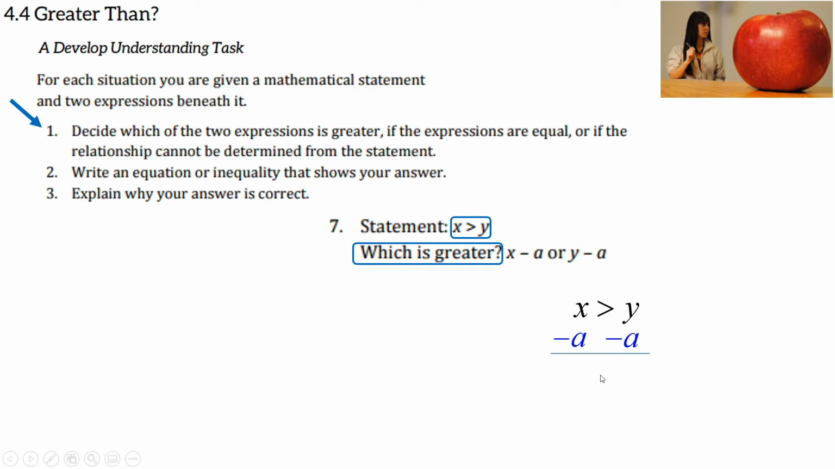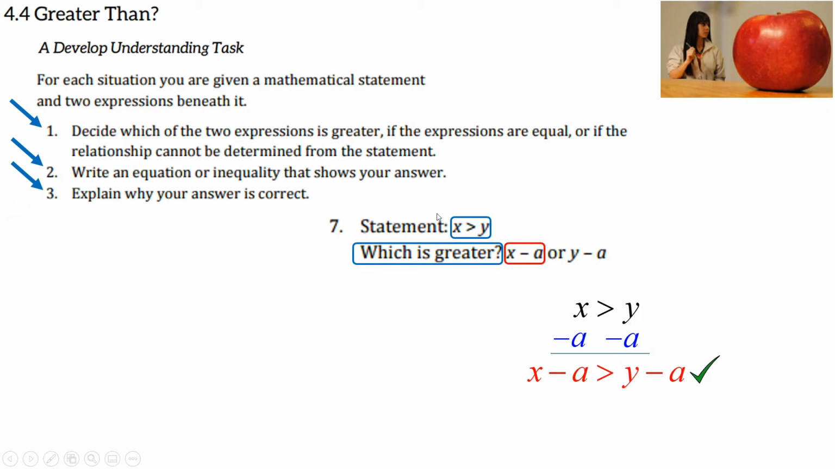Bring down the inequality, and on the left we have x minus a, and on the right we have y minus a. And this is the statement, x minus a has to be greater than y minus a. So who's the winner? X minus a. Write an equation or inequality that shows your answer. There it is right there.